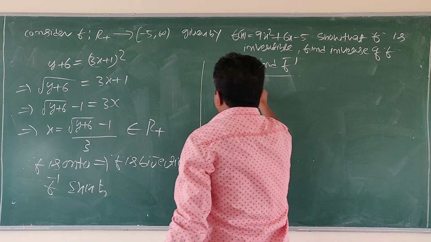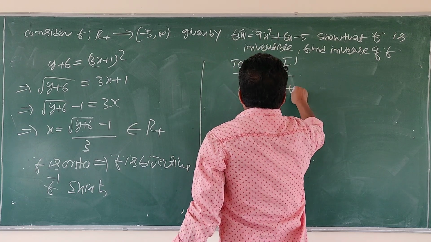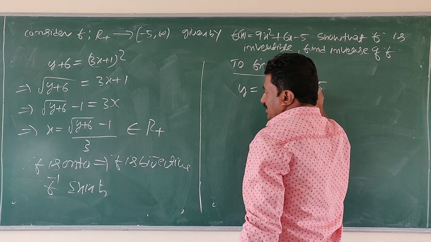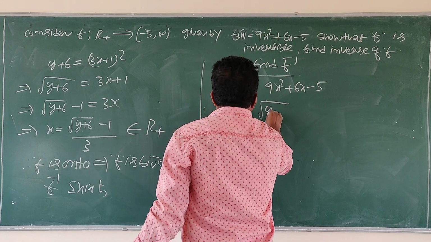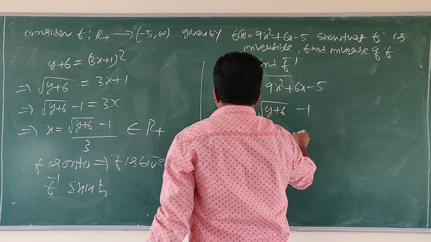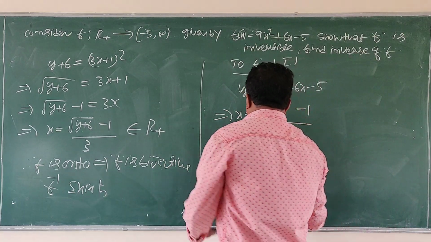As usual, tell me the y value, friends. y is equal to 9x squared plus 6x minus 5. From that, tell me the x value. x is equal to root of (y plus 6) minus 1, by 3. Belongs to, no, not right.